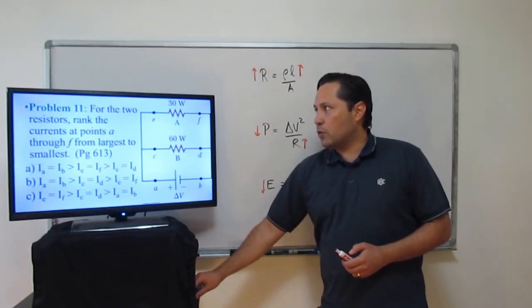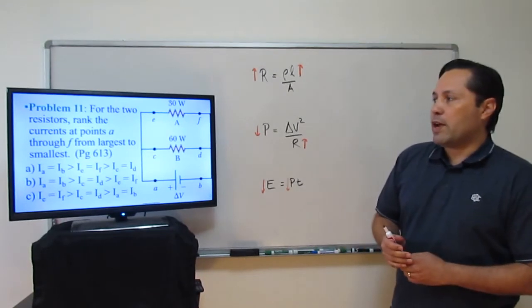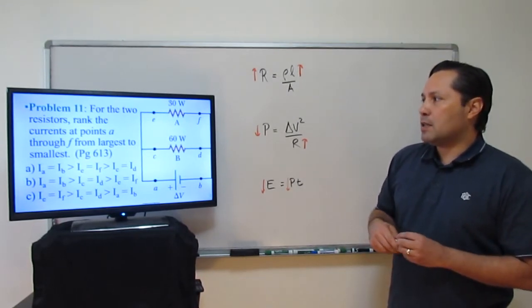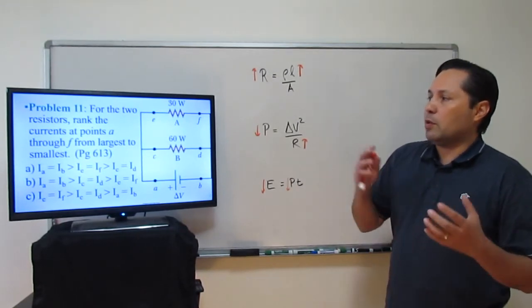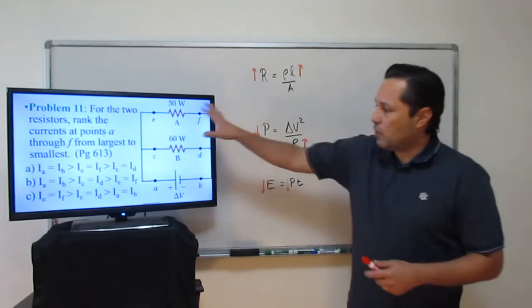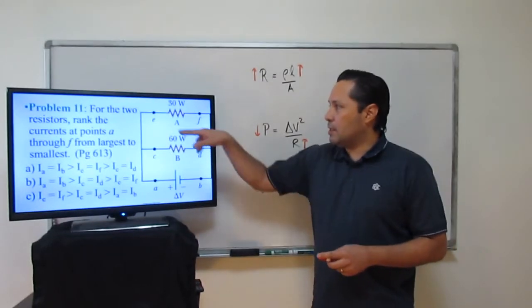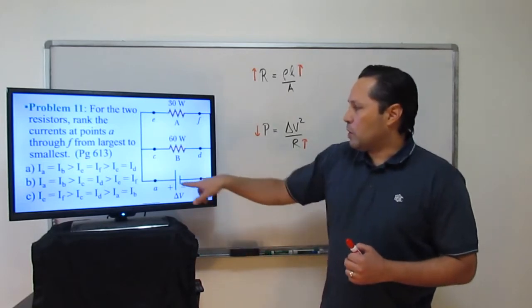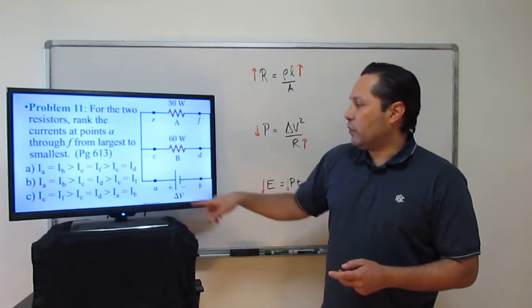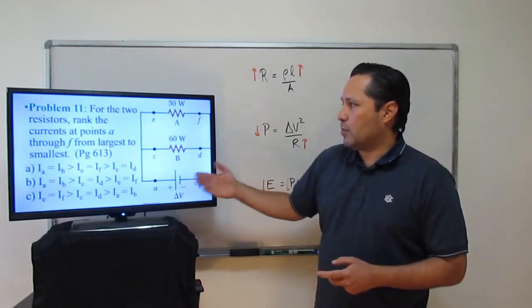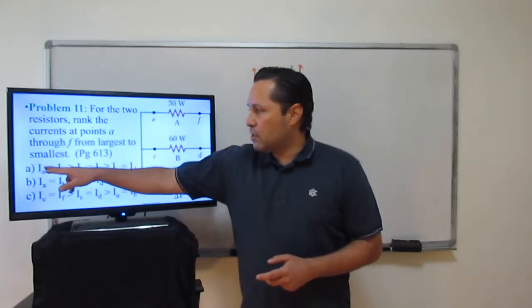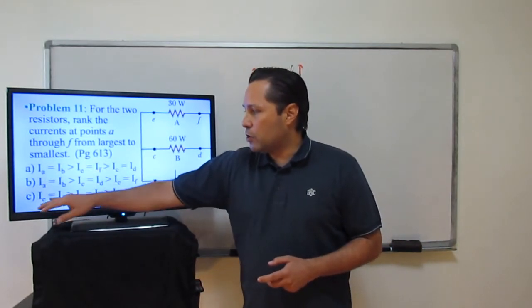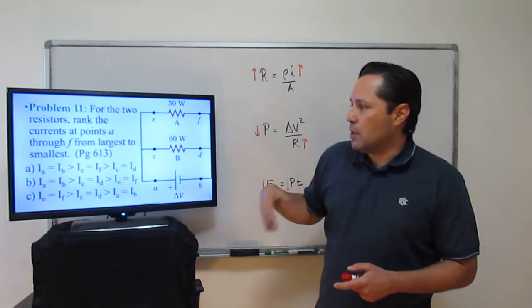And this one they ask you, for the two resistors, rank the currents at points A through F from largest to smallest. So here we have the diagram. Here's A, B, C, D, E, F. So between A and B, that will definitely be the highest current, right here with the battery next to it. So it's the answer with A or B first. Notice they have A, B first. So we can go ahead and cross out letter C.